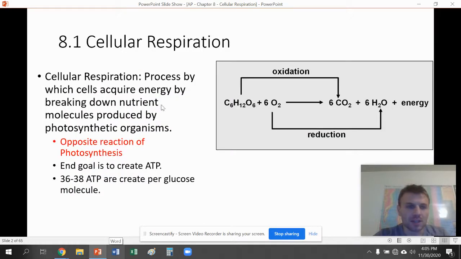So cellular respiration, like I said, is the process where we're going to break down organic molecules, specifically glucose, and get energy from the bonds within glucose, and we're going to transfer that energy to make ATP. Our whole goal here is to make ATP.